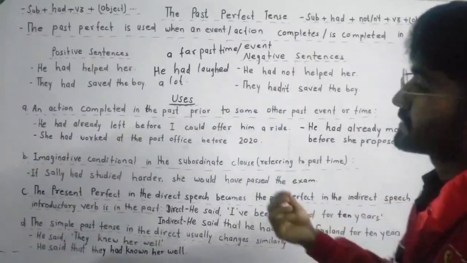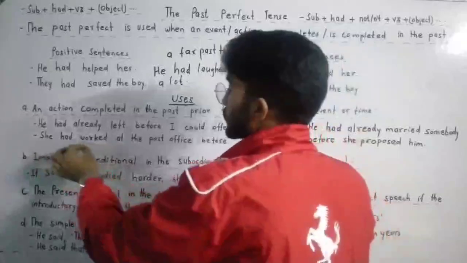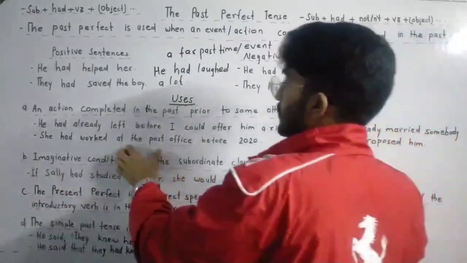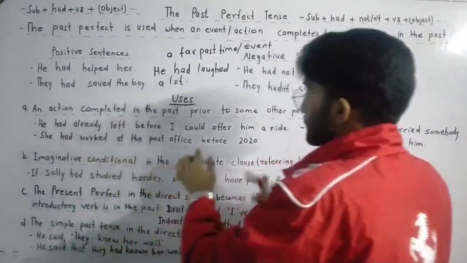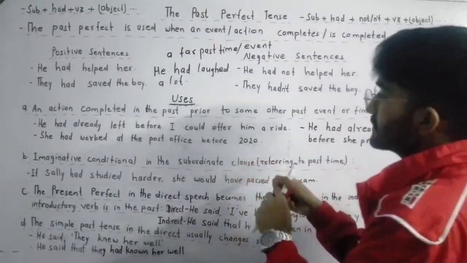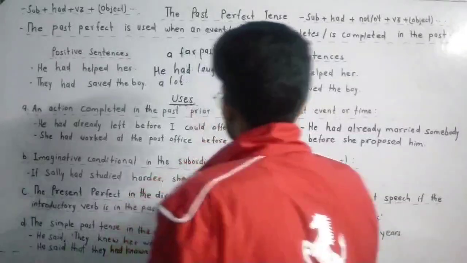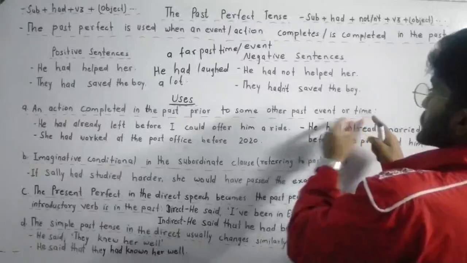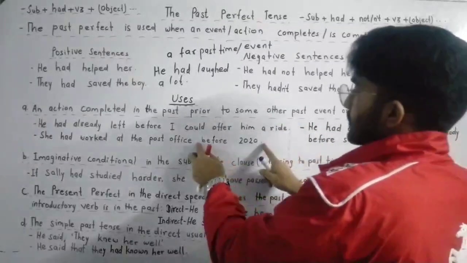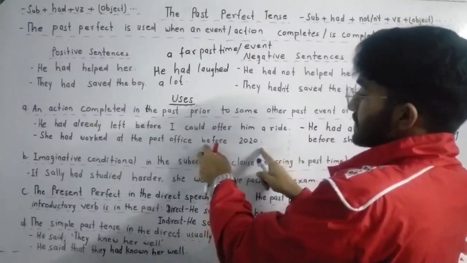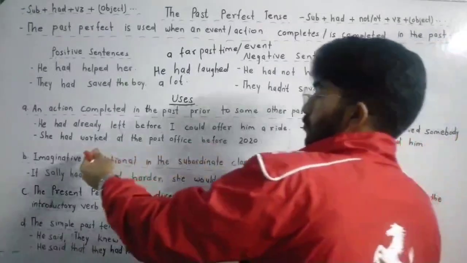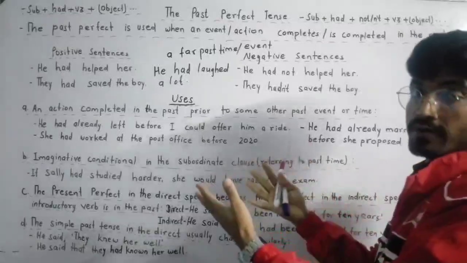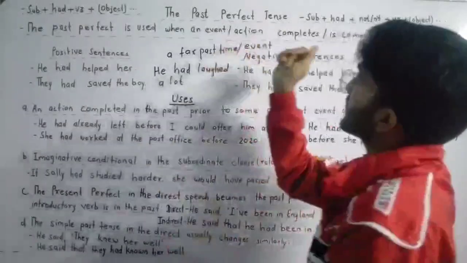And another example is, she had worked at the post office. Well, at the post office, she had worked before 2020. See, some other past event or time; this one is a time. Before this time, she had worked at the post office, and after this time, she didn't work. This is how we can use the past perfect tense.